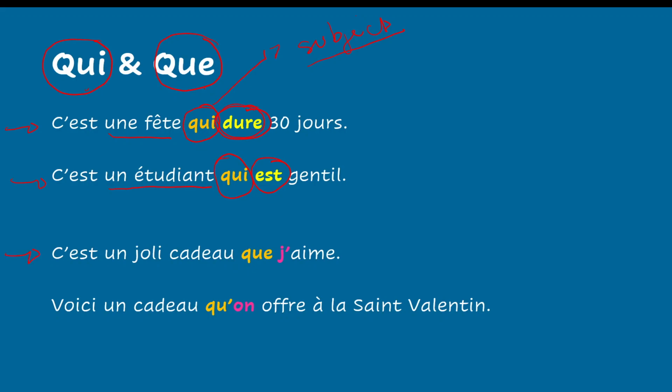In the second example here, c'est un joli cadeau que j'aime. Here, voici un cadeau qu'on offre à la Saint-Valentin. So what you want to notice right away is that que in front of a voyelle, you're gonna drop that e and you're gonna use qu' with an apostrophe. Qui, as you see here, never does the apostrophe. You see here you have a voyelle, it does remain qui. But que in front of a voyelle is gonna do an apostrophe.